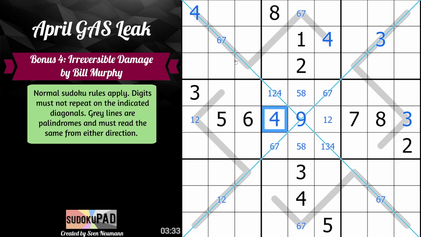And then 4, 1, 2, 3. Do I have symmetry here? This can't be 2, 3, 4, 5, or 8. It has to be double 1. And double 1 makes this 2. 2 makes this 1. This becomes double 2.